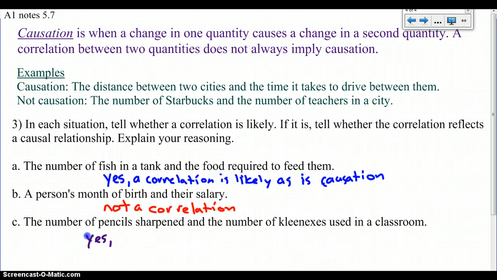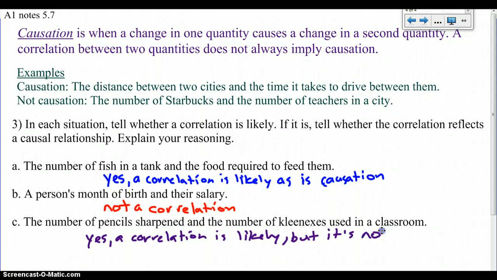So I'm going to say yes, a correlation is likely, but it's not causal. One event does not cause the other.